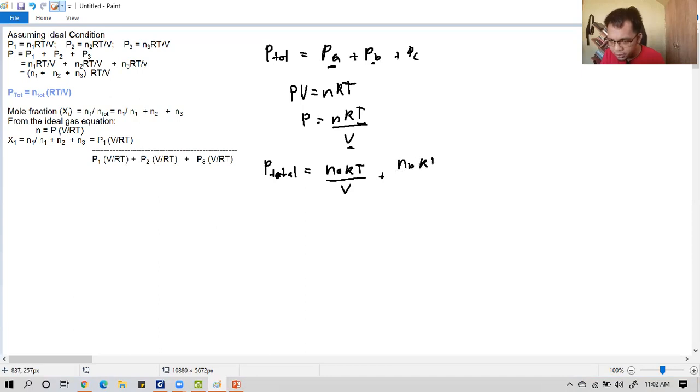So, nBRT over V, and then plus the PC. So, nCRT over V. So, ganyan yung expression niya. Di ba? Kasi, since the expression of the pressure is nRT for the moles of gas A, gas B, and gas C. Pero dito kasi n1. So, masusundan nyo naman yan na ganyan. So, same lang din. Nag-iba lang ng subscript.